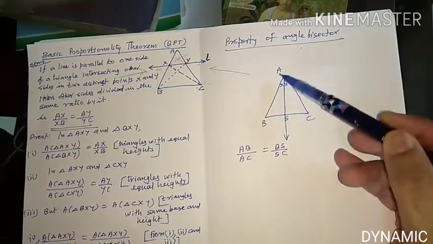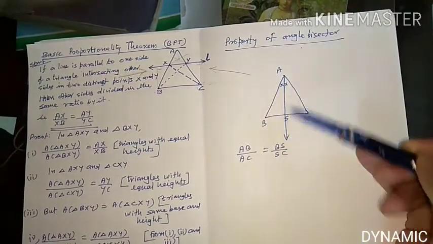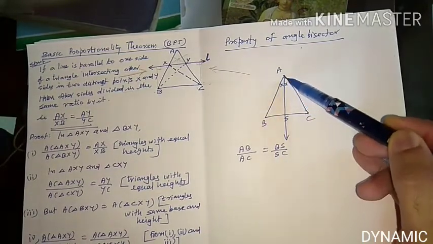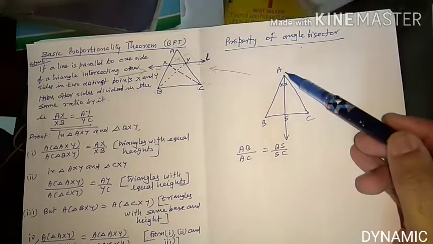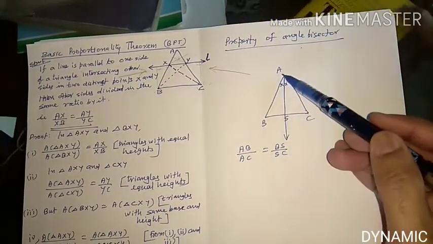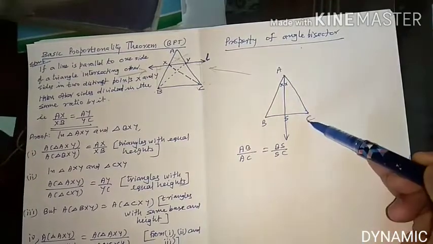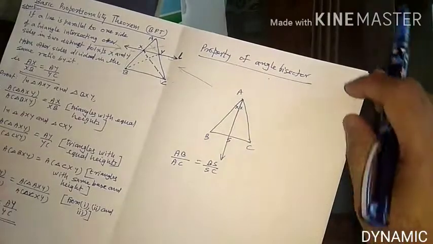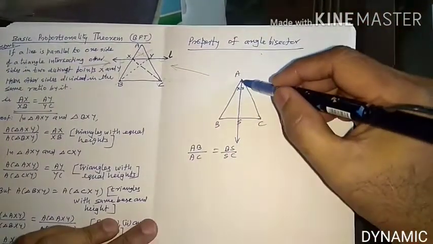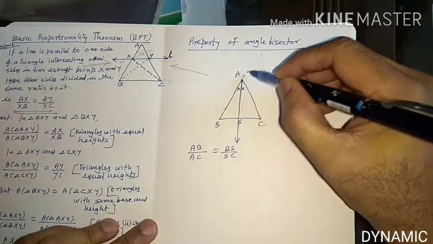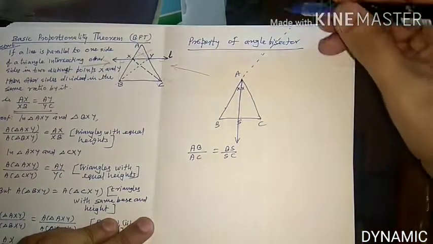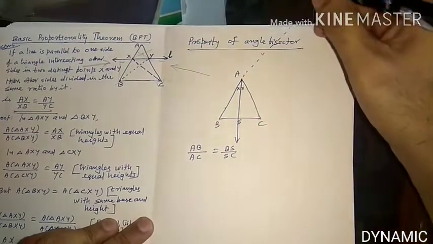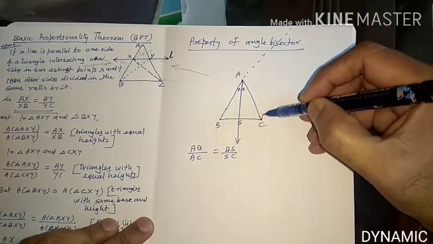In triangle ABC, AS is the bisector of angle A, that is angle BAC. These two angles are equal. Therefore, AB upon AC is equal to BS upon CS. Actually, how we are going to prove it tomorrow, I'll show you. Extend BA, and draw a line through C parallel to SA, like this.